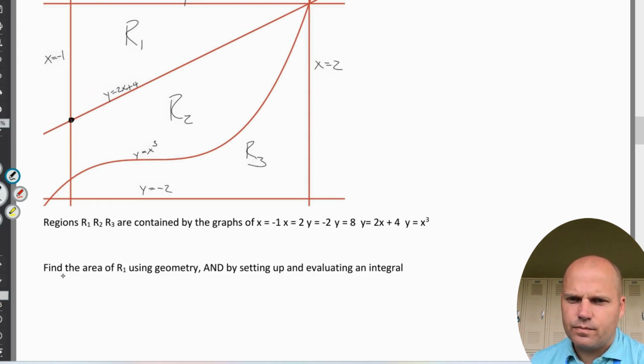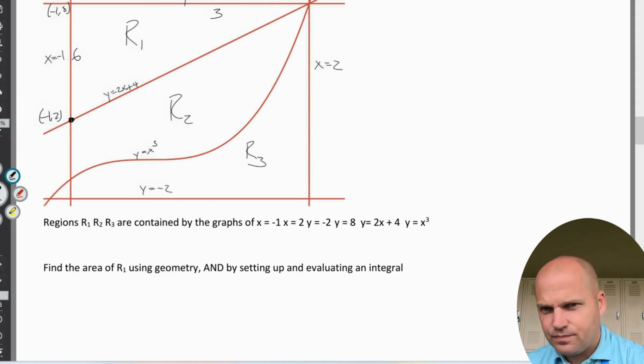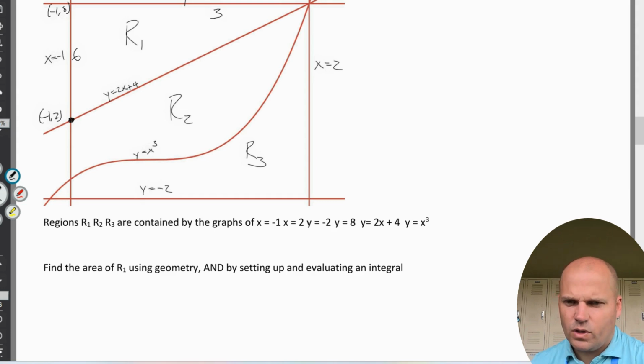X is negative 1. This is 2. This is going to be negative 1 comma 8, so this is a length of 6. This is x equals 2, so this is 2, 8, so this is a length of 3. This is not to scale. So the area of R1 is 1/2 times 6 times 3, so that's going to be 9.